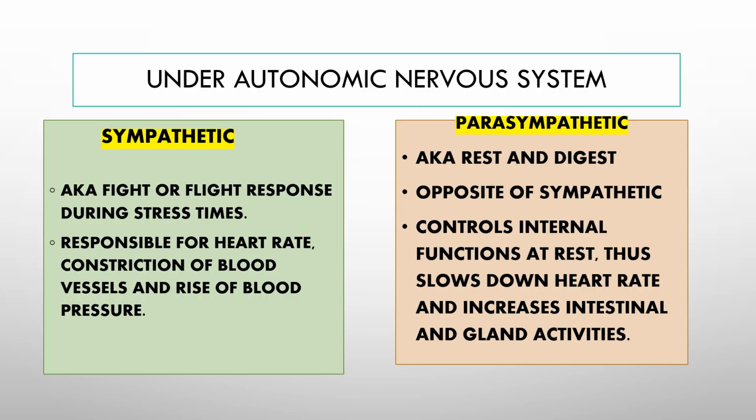Under the autonomic nervous system, there are two subdivisions, the sympathetic and parasympathetic. The sympathetic is also known as the fight or flight response during stress times. It is responsible for heart rate, constriction of blood vessels, and rise of blood pressure. Parasympathetic is also known as the rest and digest, the opposite of the sympathetic nervous system. It controls internal functions at rest, thus slows down heart rate and increases intestinal and gland activities.